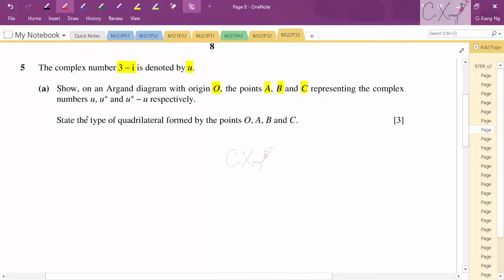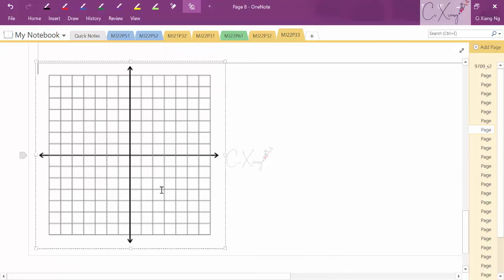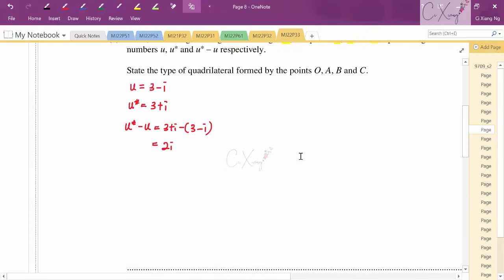Okay, so before I can sketch the graph, I need to know, since our u is 3 minus i, therefore the u star will be equals to 3 plus i, which is the conjugate of u. And then if I want to get the u conjugate minus u, I'm having 3 plus i minus 3 minus i. So if I simplify this, I will have 2i. Okay, so once I know all the coordinates for the points, then I can start sketching it. So to sketch it, we can put it here.